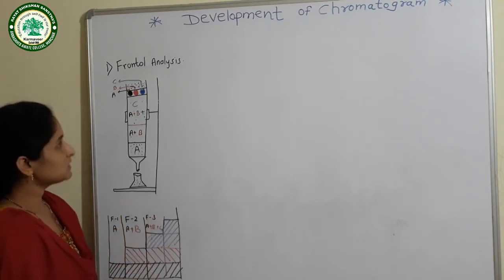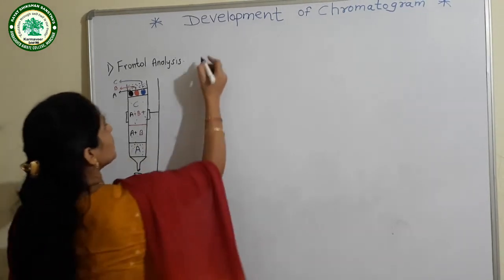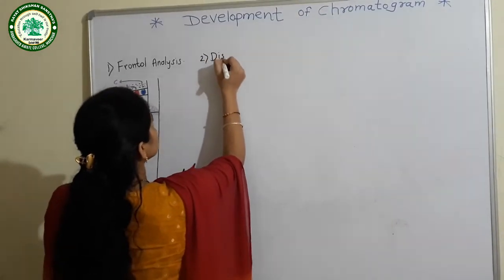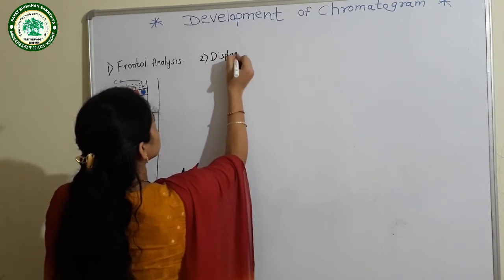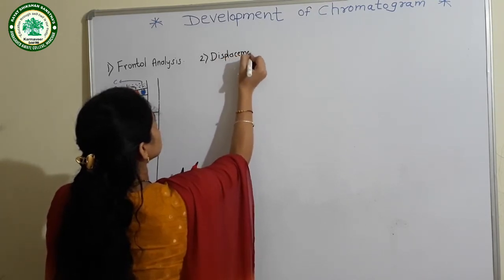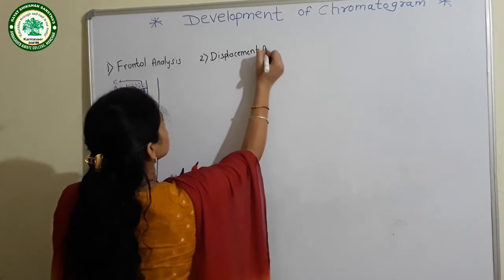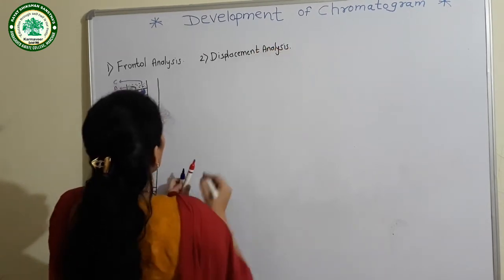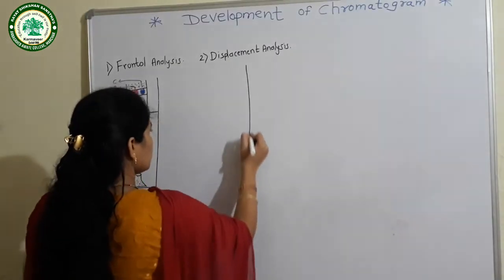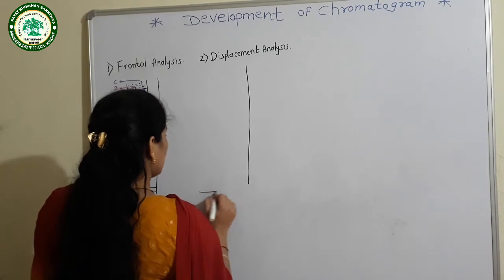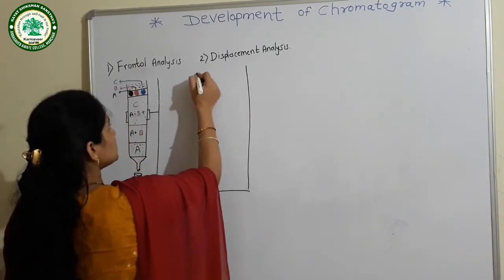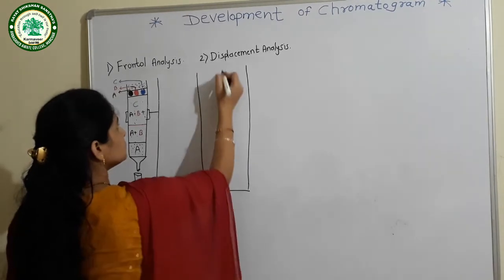Now come towards the second method, that is the displacement analysis. Now what is the displacement analysis? We will see first the column. Now in the displacement analysis, we use a displacing agent.